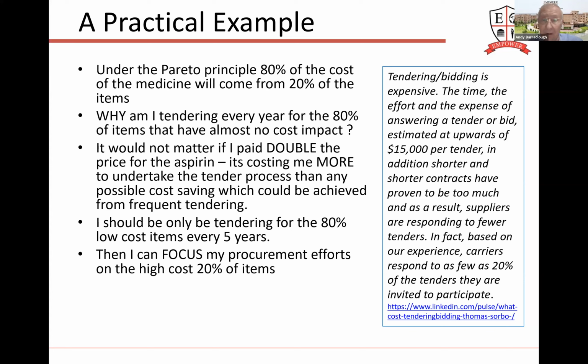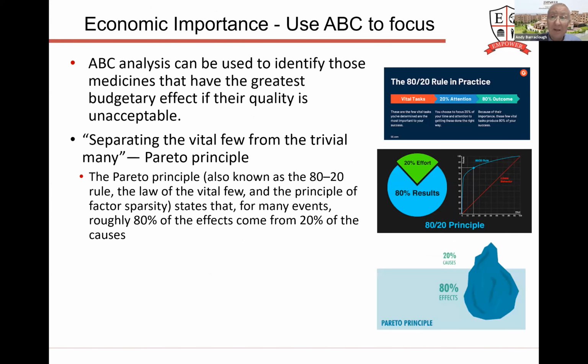I should be focusing on the 20% that costs all the money, because that's where I get all the cost savings and all the economic impact. If I focus on that 20%, I'm going to get a much better cost benefit, and I'm saving money on the tendering. So this ABC analysis, this Pareto principle, we'll talk more about in later modules. But basically, 20% of the medicines is 80% of the cost.